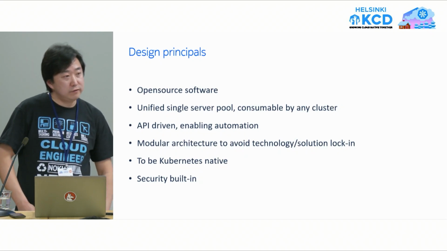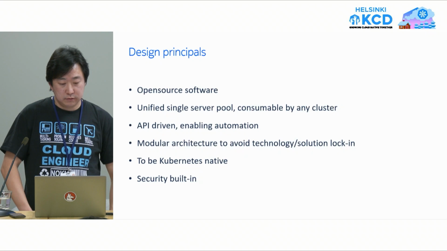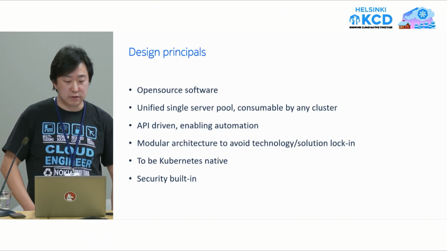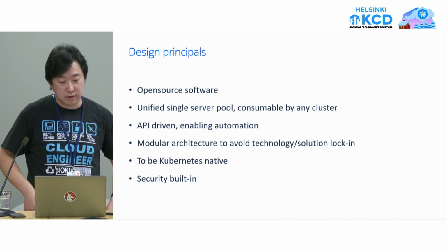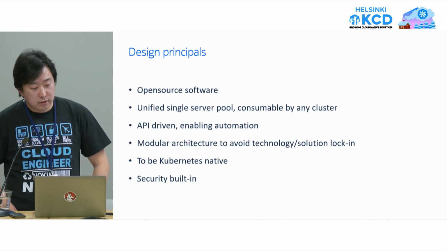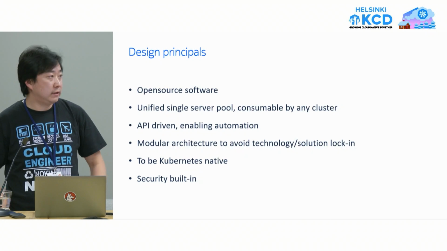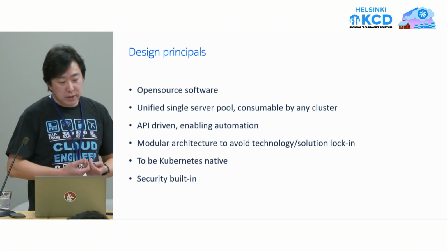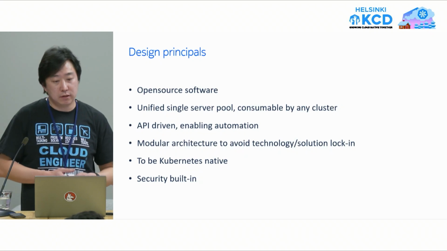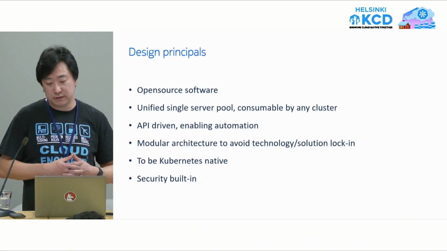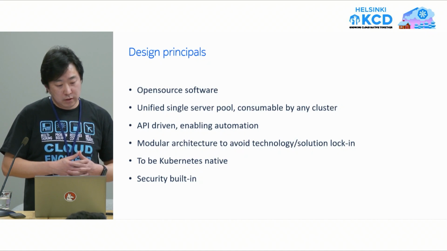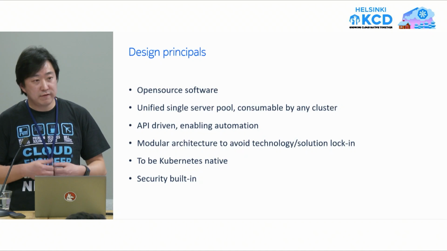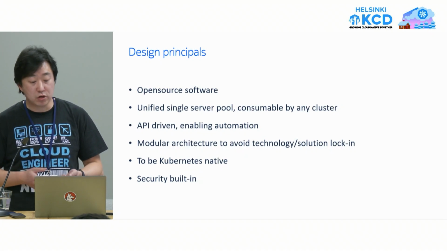It has to be API driven, enabling automation. Any manual operation at our scale is a no-go, since we have too many servers in racks. So automation is a must. A modular architecture avoids technology and solution lock-in, which guarantees we can swap an open source component with minimum effort. And it has to be Kubernetes native and have security built in. Those are reflected in the OS choice we will go through later.